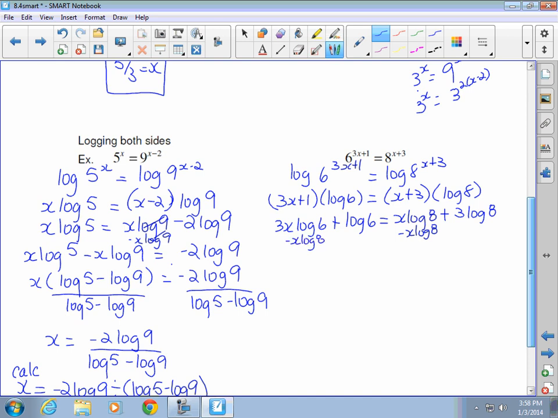And I'm going to move this log 6 to both sides. So this will cancel with that, this will cancel with that. So what I'm left with then is 3x log of 6 minus x log 8, and that's going to equal 3 log 8 minus log 6.